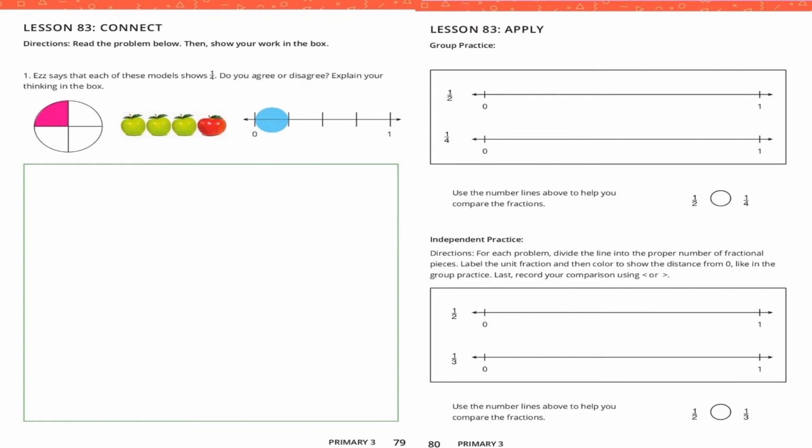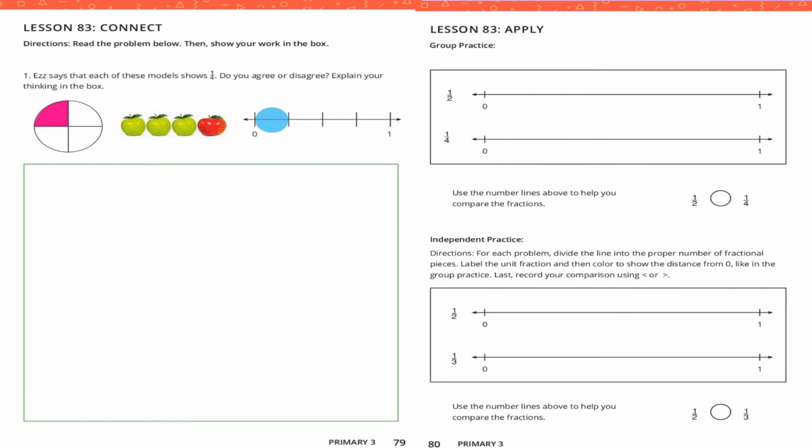Let's start lesson 83, the connect part. Number 1 says that each of these models shows 1/4. Do you agree or disagree? Explain your thinking in the box below. Okay, here we have 3 models. The first model here is a circle. What is the fraction of this circle?